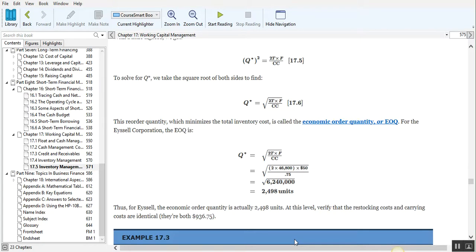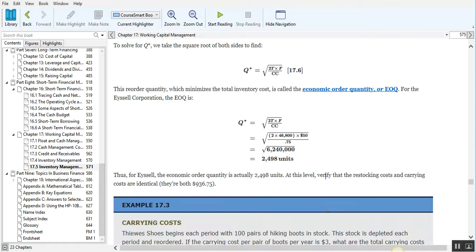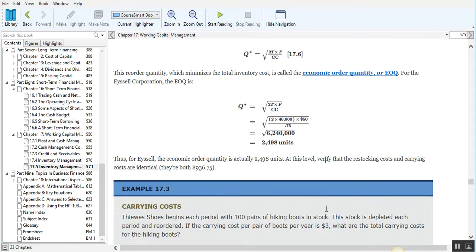So when we get to the economic order quantity, the quantity which is most economic to order is going to be the square root of 2 times the total number of units that we order during the year, times the restocking cost, or the cost per order. That's what it's going to cost us every time we get an order in, divided by the carrying cost. So we take the square root of all of this, which is actually the square root of 6,240,000, and that means we have 2,498 units, which is the economic order quantity. That's what we need to order in order to minimize the cost of restocking and carrying costs.